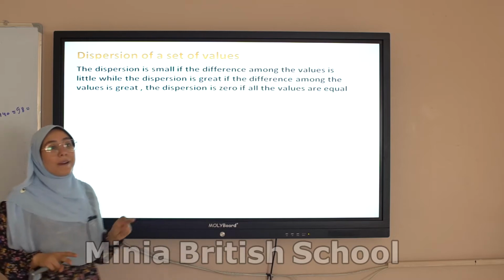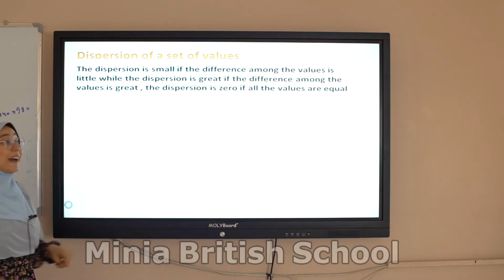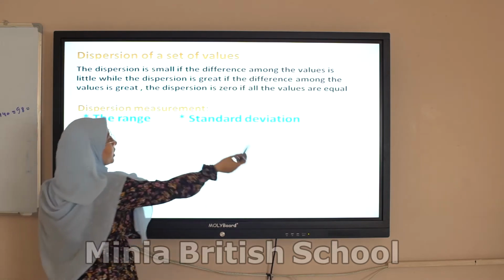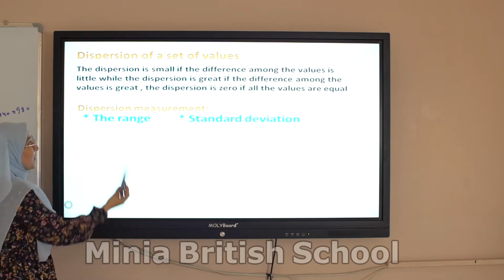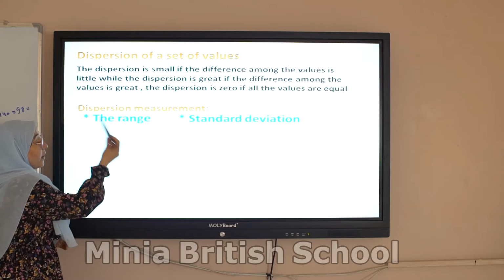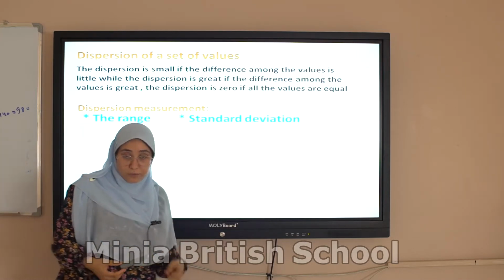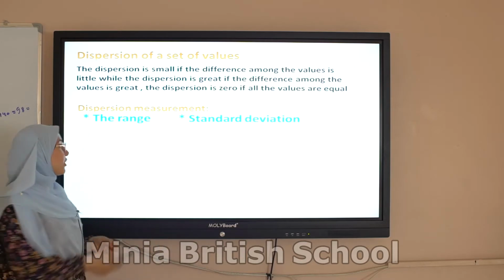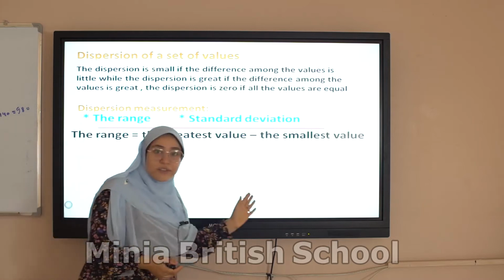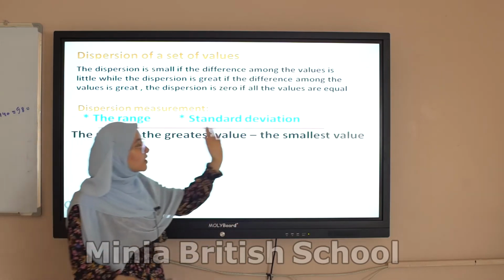Now we'll talk about two measures of the dispersion: the range and standard deviation. So in this lesson we will talk about two dispersion measurements, the range and standard deviation. The first, what is the meaning of range? Range here equals the greatest value minus the smallest value. Greatest value minus the smallest value.